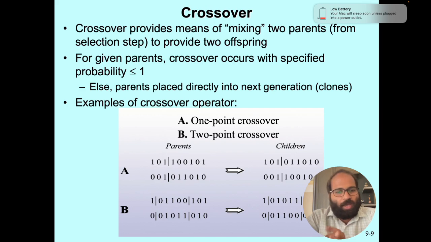Here you can see two examples of crossover. One is 1-point crossover and the next is 2-point crossover. You can see the parents and the children. There are two parents, 1, 0, 1, 0, 0, 1, and they become children. And this is 2-point crossover, which means that two sets of chromosomes will be crossed over to evolve into new offspring.